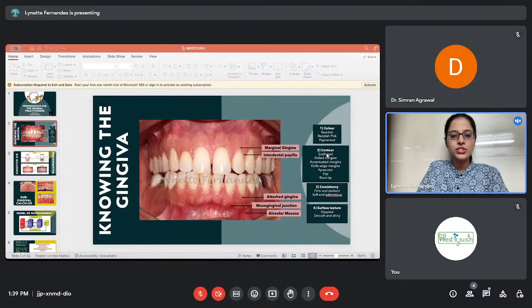This is your stippled gingiva. This is stippling. Stippling is this orange peel-like appearance which you all can see, which is basically a sign of healthy gingiva. When this goes away, you can see signs of gingivitis, inflammation of the gingiva.